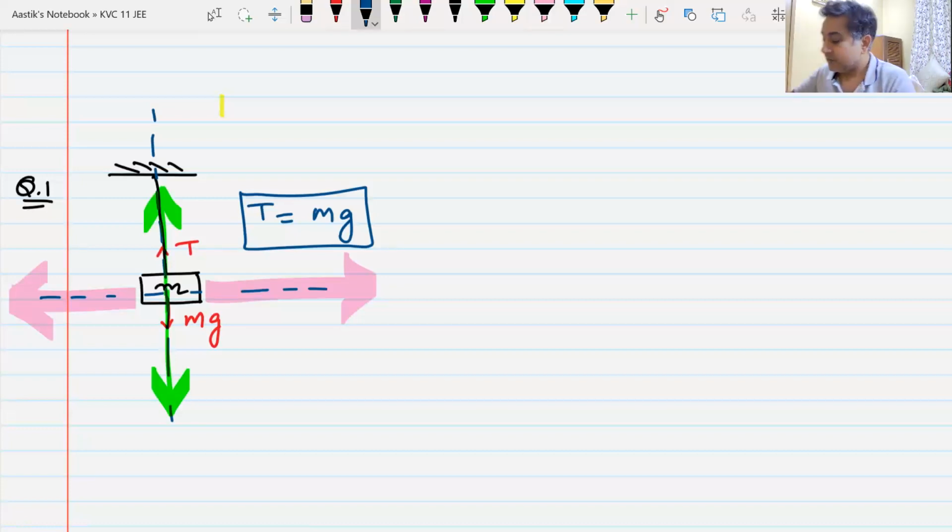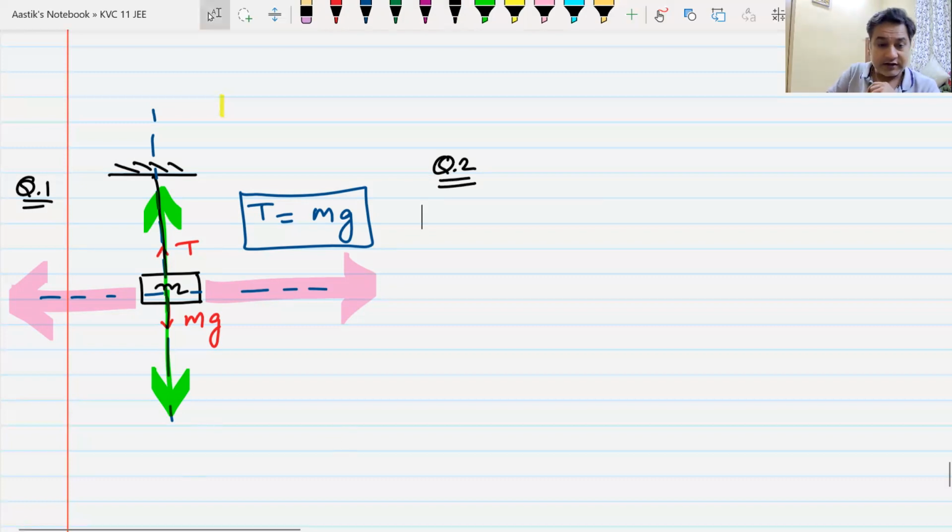Okay. Now let us see if we can do the next problem based on this. As you can see, all the steps here are automatic. They are coming automatically. Let me switch on my Wi-Fi.